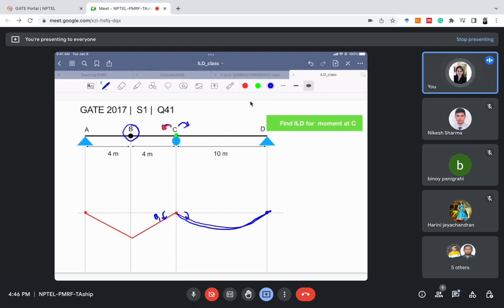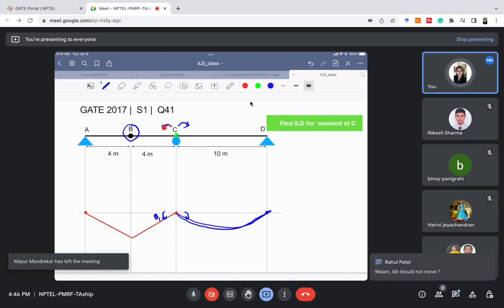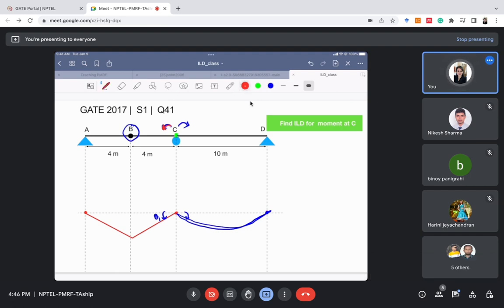But I have told you earlier that for a determinate beam, ILD cannot be a curved line. So for AB, A should not move, B can move. B is not supported, so B can move, A cannot move. I have not moved A anywhere. B can move up and down. And B is an internal hinge, so it can rotate also in any manner, right?